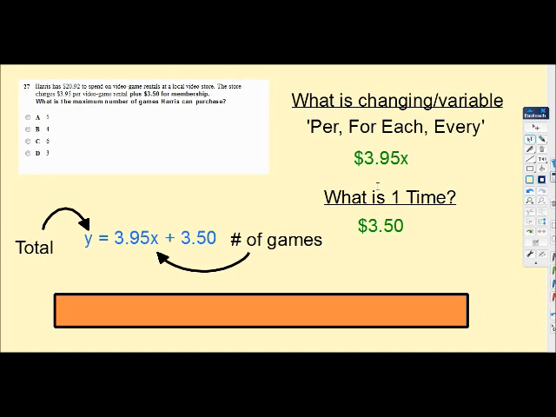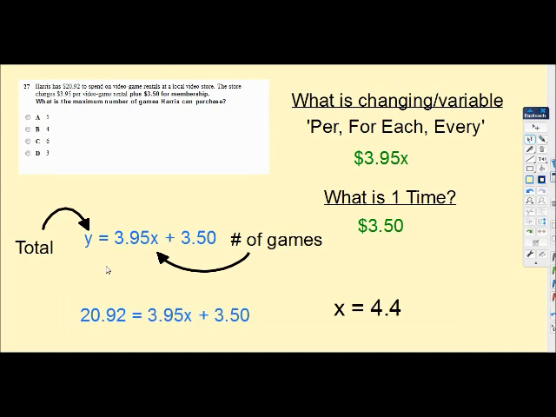Well, I can tell that that's a one-time thing. That's when I initially get there, I'll pay $3.50. After that, I'm paying $3.95 times however many games I have. So that's the variable there. So when I set this up, y is again the total. In this case, it's the total dollar amount. $3.95 times the number of games plus whatever that membership is. So x represents the number of games.